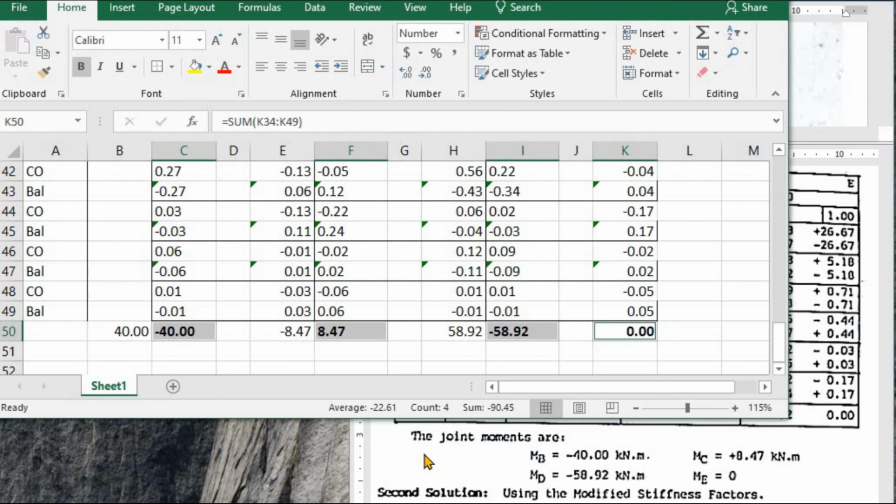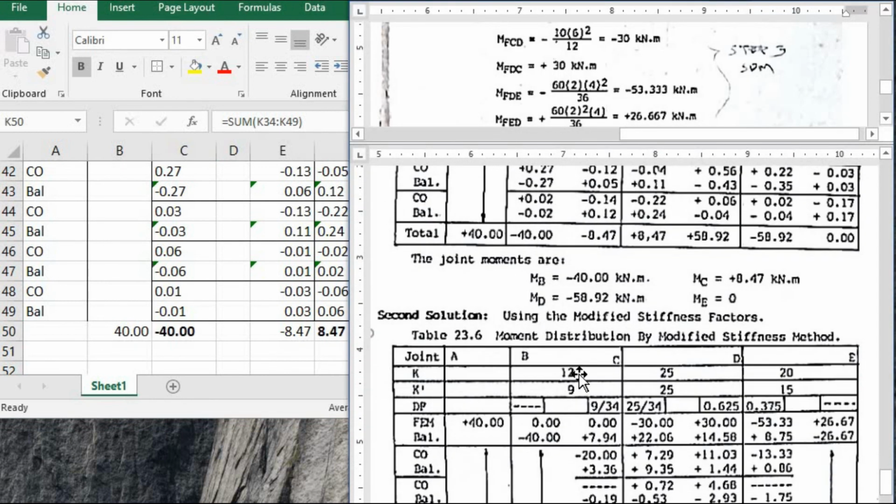In the second solution, you will use modified stiffness factors. Okay guys, so that's it. Thank you for listening. That ends our moment distribution method for beams.